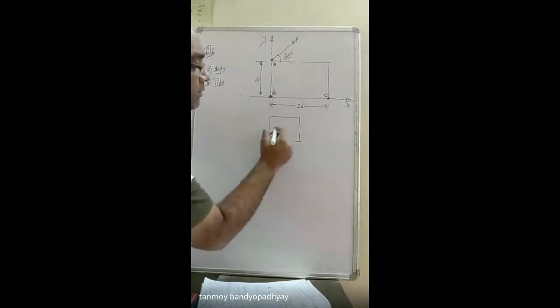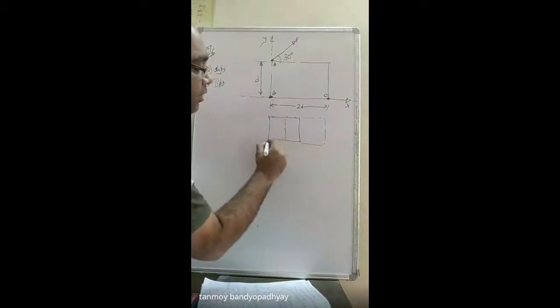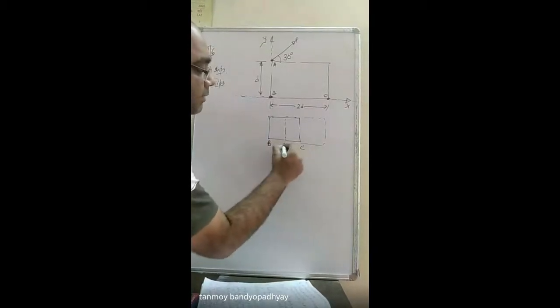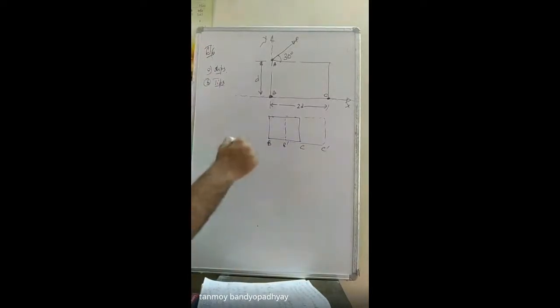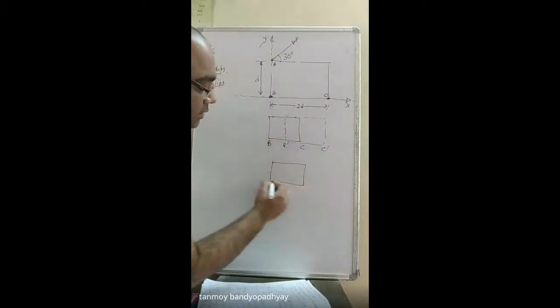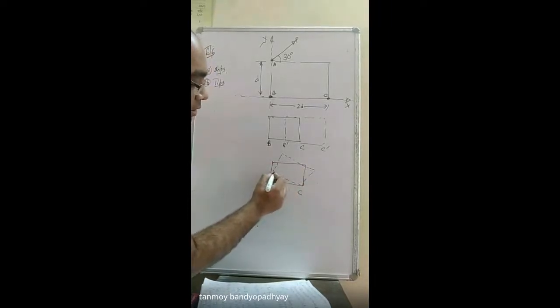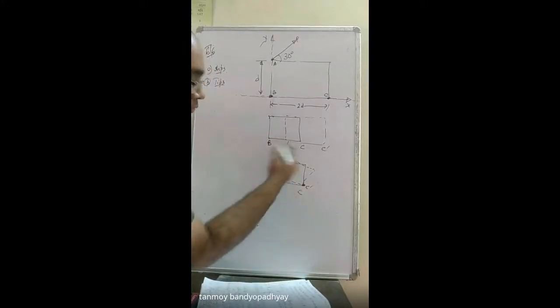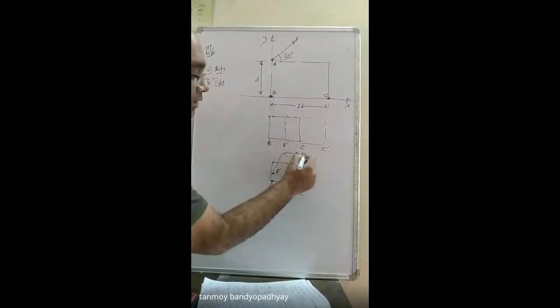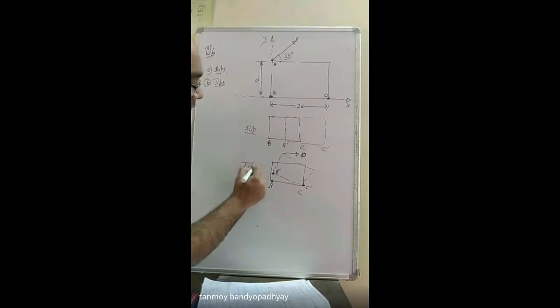Suppose the body was like this, so it can start translation, keeping the points B and C the same. So B becomes B dash, C becomes C dash. So the body slips. And then there is tipping. Suppose this is the body, this is B, this is C. This point remains the same, so the body tips. It rotates about that point, about the point B. So this is the slipping of the body and this is the tipping of the body.